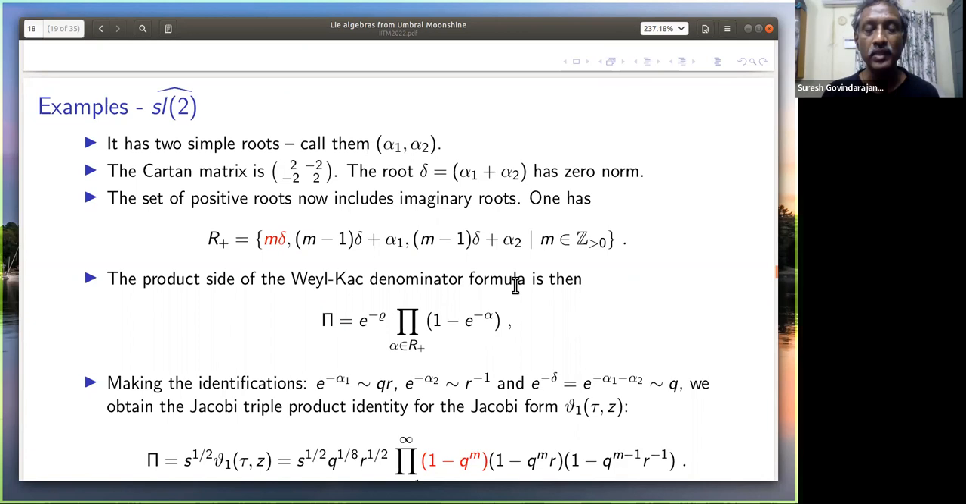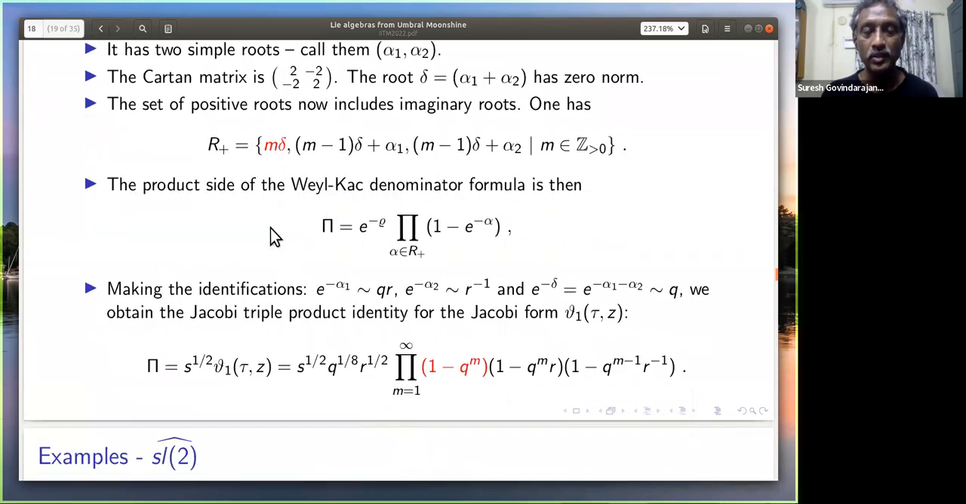So if you put that in, the product side has infinite terms, but you get something like this. And then you can make some trivial identifications. You can do it better than that. Identify e power minus alpha 1 with qr, e power minus alpha 2 with r inverse, e power minus delta with q. You put that in, what you find is that the product side is this, with some powers of s and q. I also add an s power half.